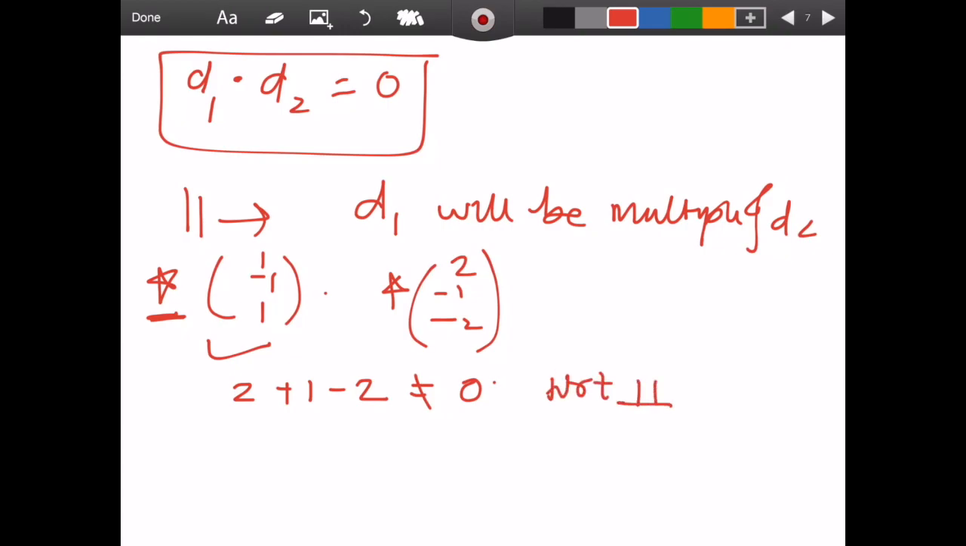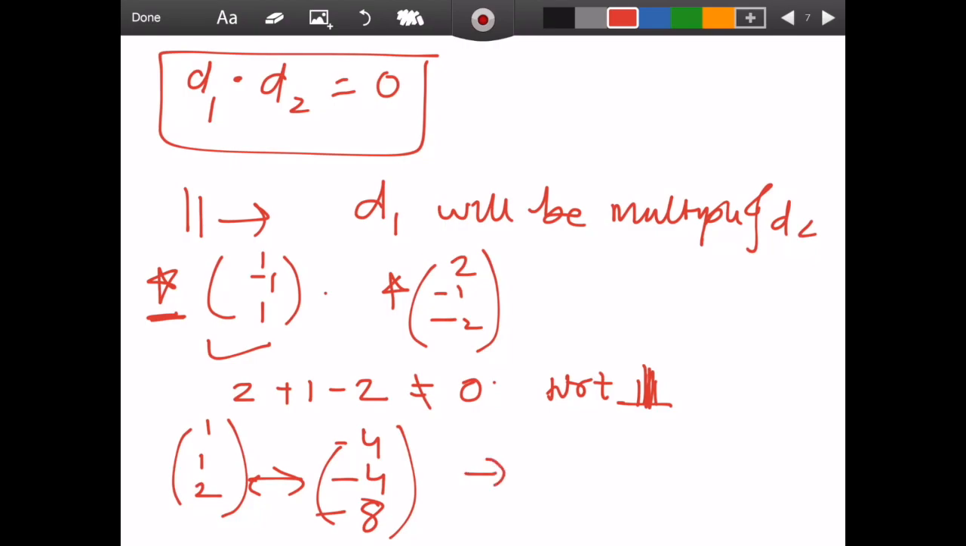Alright, similarly, if you want to check if two lines are parallel, consider that one of the vectors has a direction of 1, 1, 2, for example, and the second line has a direction of 4, 4 and 8. You can clearly say that if these two directions are multiples, even a negative multiple is fine, then these two lines are parallel lines.